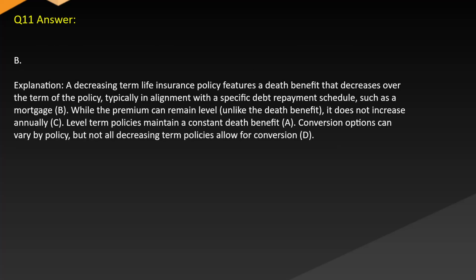Answer B. Explanation. A decreasing term life insurance policy features a death benefit that decreases over the term of the policy, typically in alignment with a specific debt repayment schedule, such as a mortgage. B. While the premium can remain level, unlike the death benefit, it does not increase annually. C. Level term policies maintain a constant death benefit. A. Conversion options can vary by policy, but not all decreasing term policies allow for conversion. D.